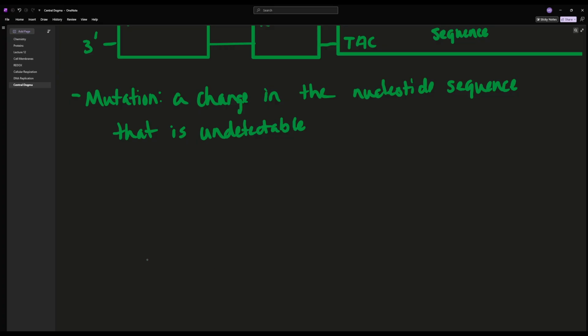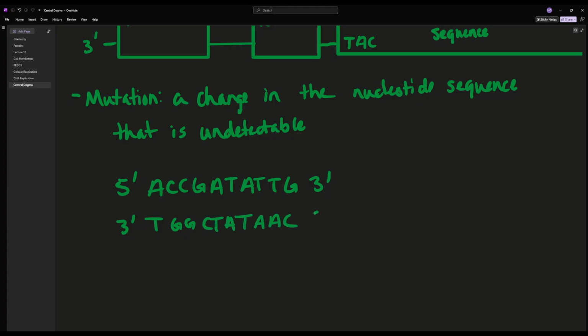So let's give a basic example. A, C, G, A, T, A, T, T, G, I don't know, 3'. And then that becomes T, G, G, C, T, A, C, 5'. Cool. So now what I'm going to do is change this sequence. I'm going to mutate it. So we're going to take our A, C, C, G, and maybe I'm going to change this A to another G. T, A, T, T, G.